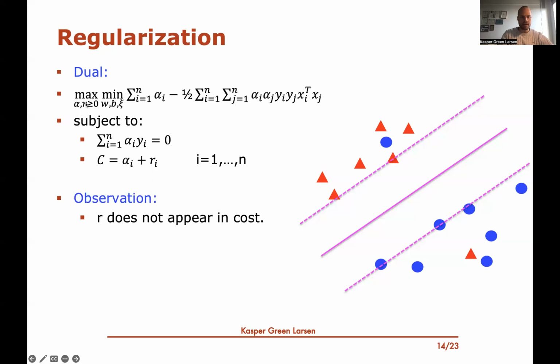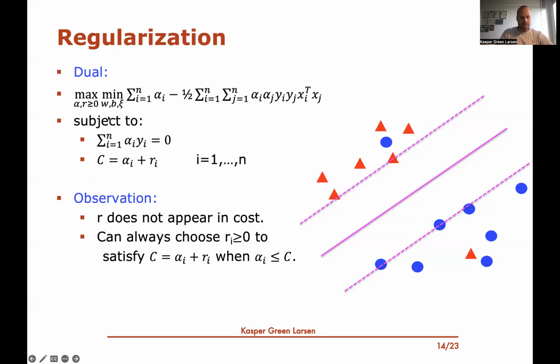We're maximizing over alpha and r greater than or equal to 0, but r is not in the objective. Okay, so this we can also use to simplify it even further. There's no r appearing. It only appears in these constraints down here. And r has to be greater than or equal to 0, and so does alpha.